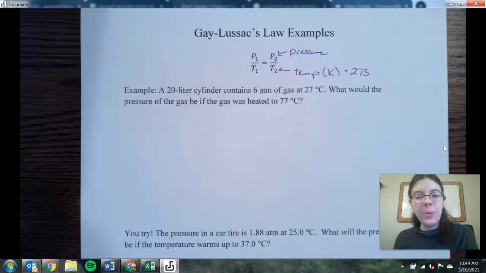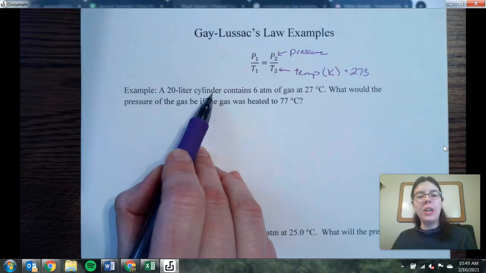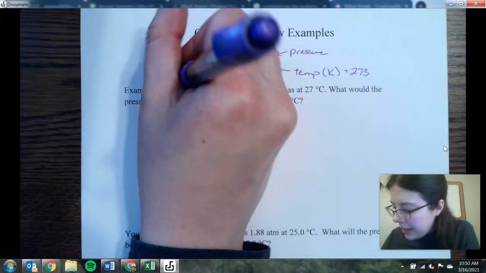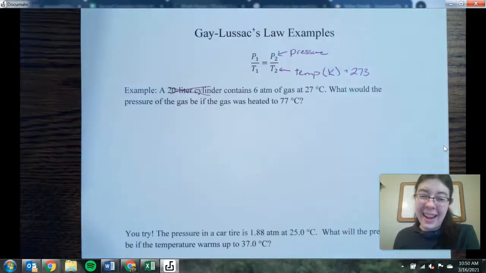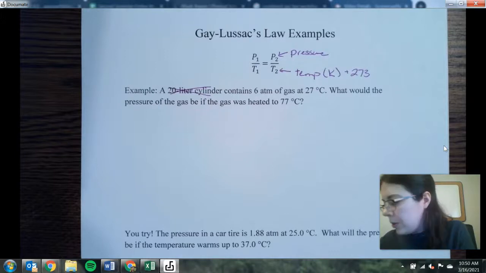Okay, so as I read through this problem, I see that they're giving me some extra information. So they tell me the size or the volume of the container, but I don't need it because that's not changing at all. All that is changing is the pressure and the temperature. So I'm going to go ahead and cross that off just so I don't confuse myself and accidentally use it later. Otherwise, we're going to look for those paired values.